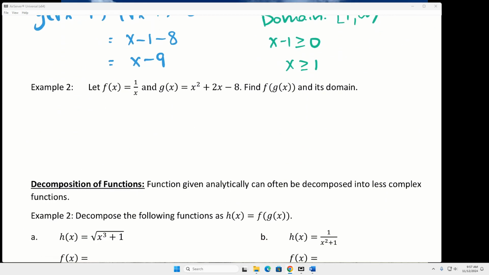Okay, so let's do one more of those. On example 2, f of x is 1 over x, and g of x is x squared plus 2x minus 8. And we want to put g inside of f. This is actually going to be super simple to do the composition part. There's no simplifying to do. After you replace x with that expression, you're done. That's it.